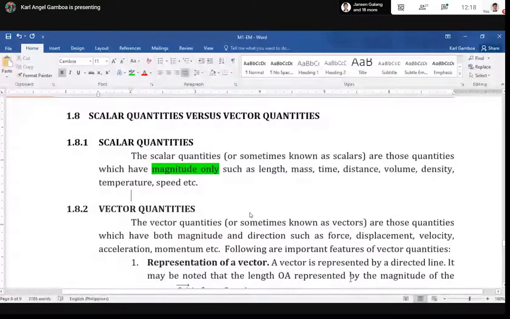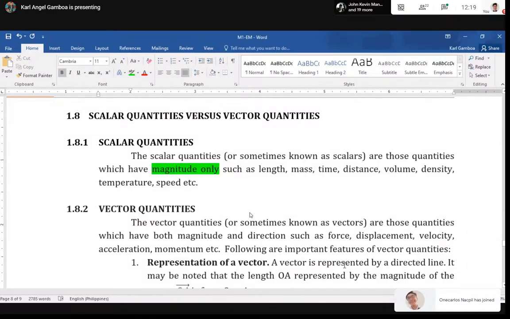So for example, guys, you're now going to measure the distance between your home and, like for example, home ng crush mo, home ng best friend mo, home ng girlfriend mo. So what you are going to say now is, ang bahay ko is like 50 kilometers from your house. Sinabi mo ngayon sa girlfriend mo na 50 kilometers lang yung layo ng bahay mo sa akin. And that is in terms of scalar ngayon.